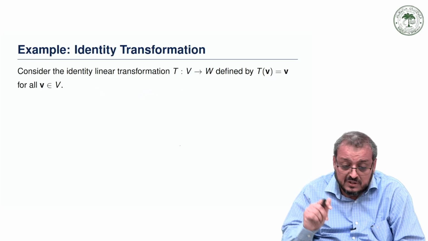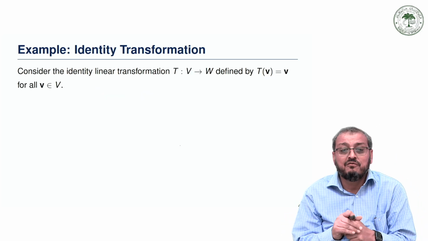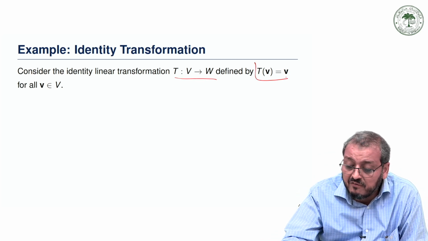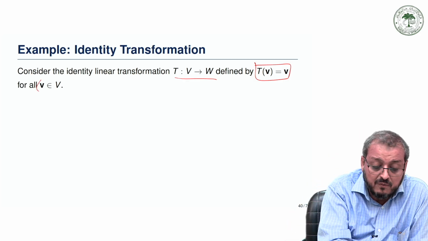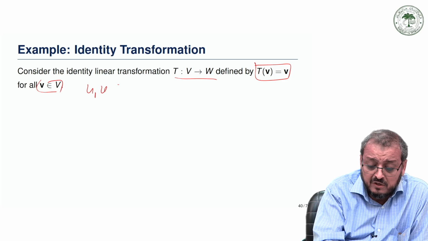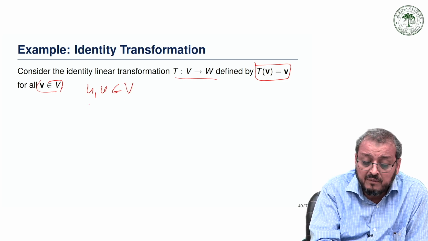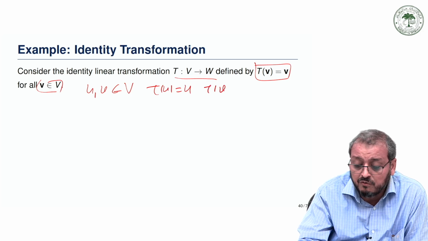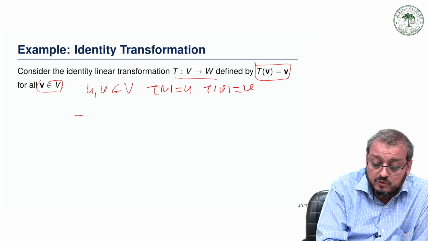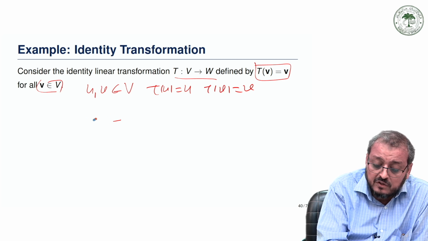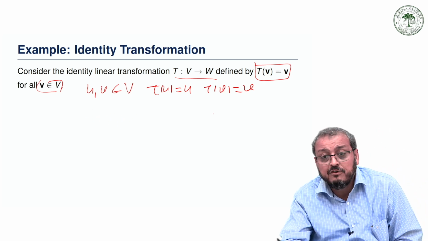Okay, so let us begin with the very trivial example, the identity linear transformation. You know that T from V to V is defined by every element being mapped to itself, for all v belongs to V. Now, we take any two elements u and v of the vector space V. Because of the identity transformation, T of u is equal to u, and T of v is equal to v.